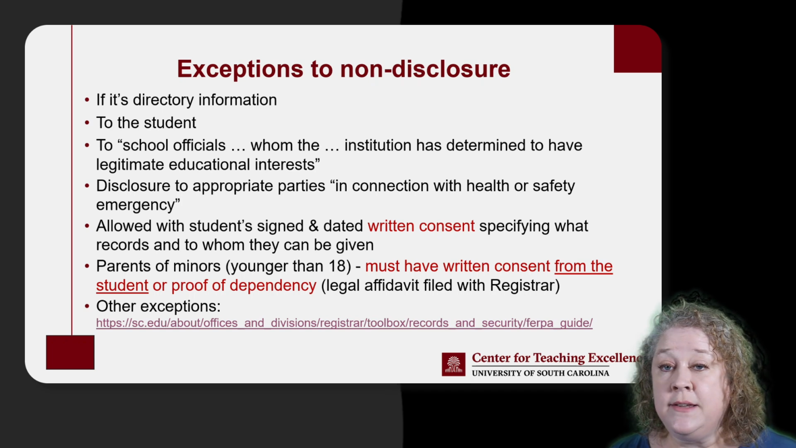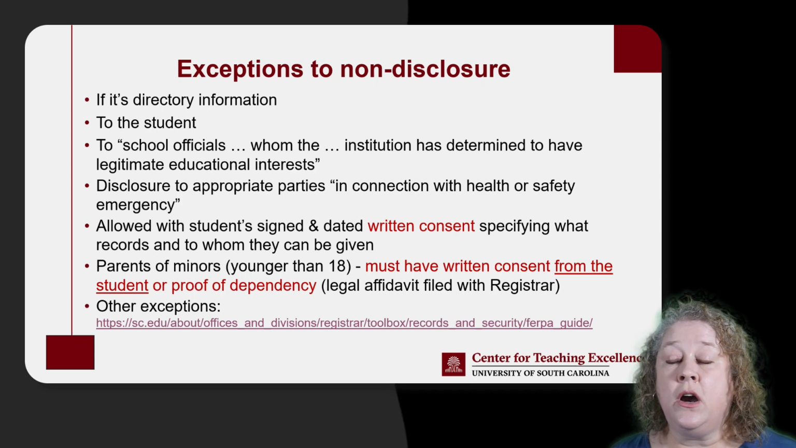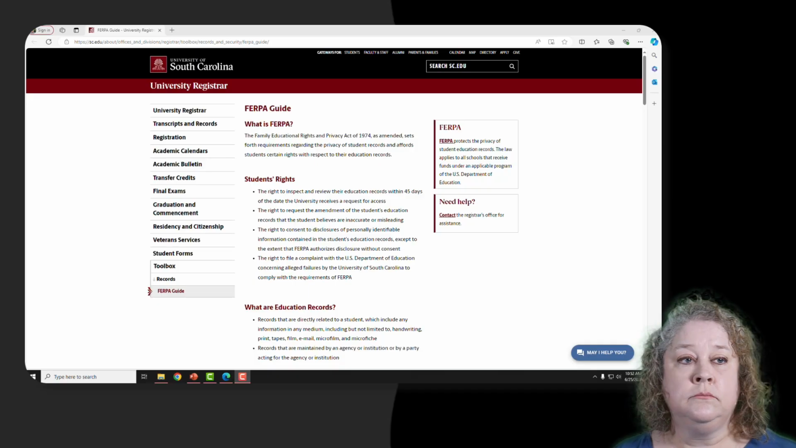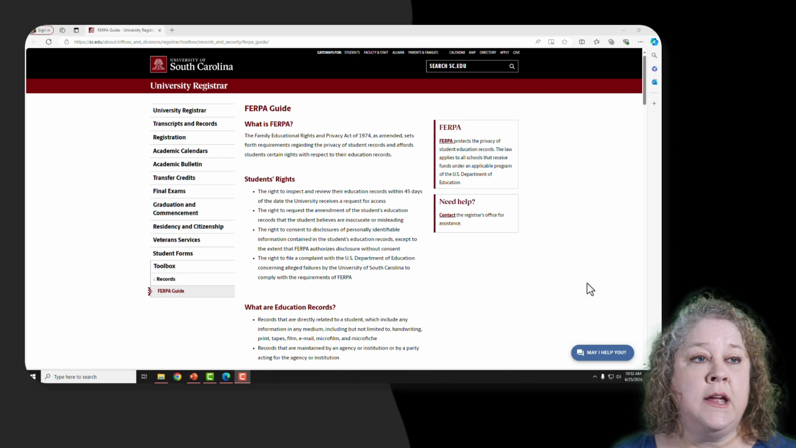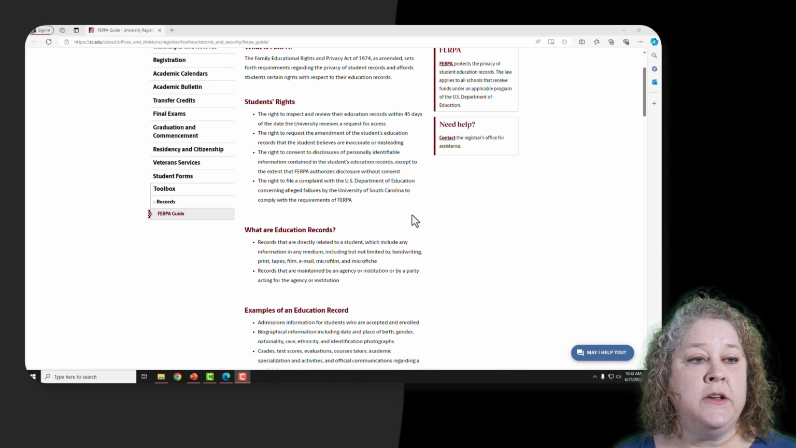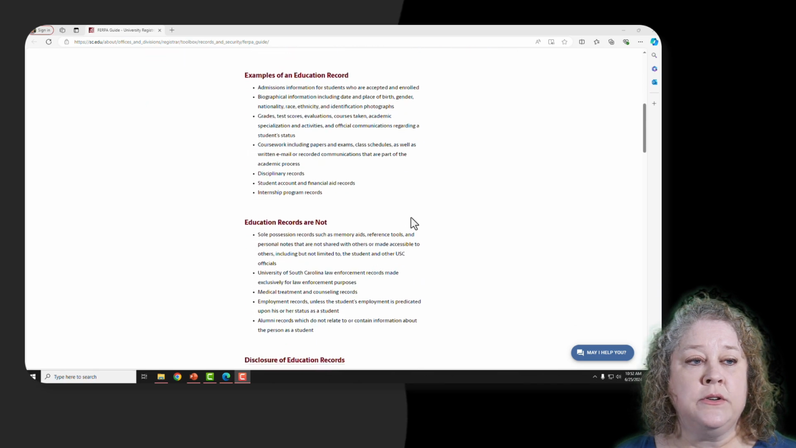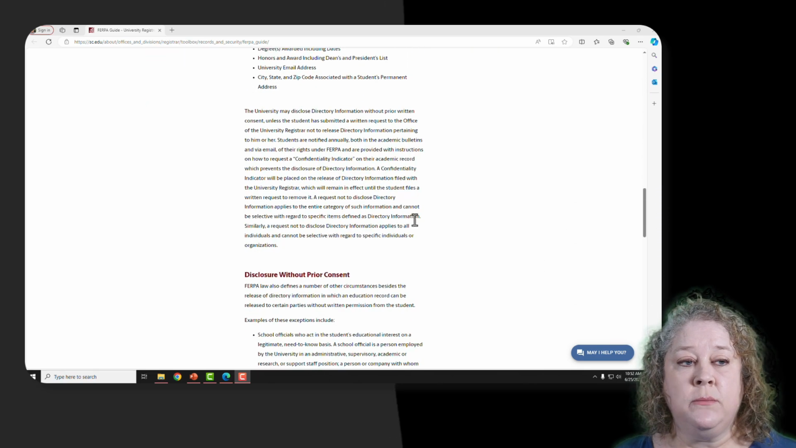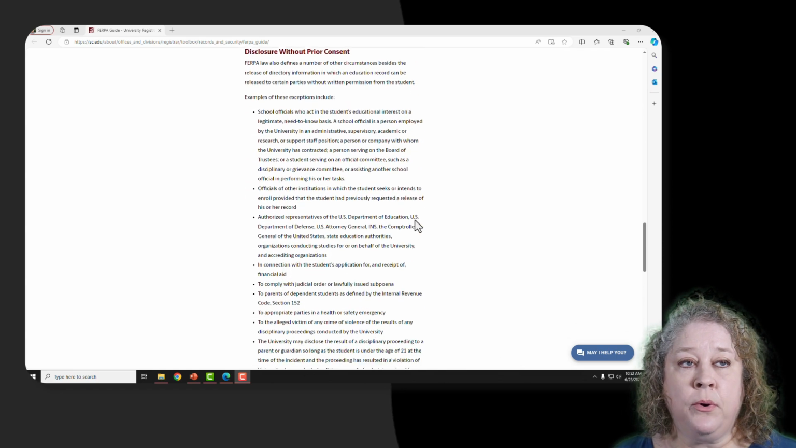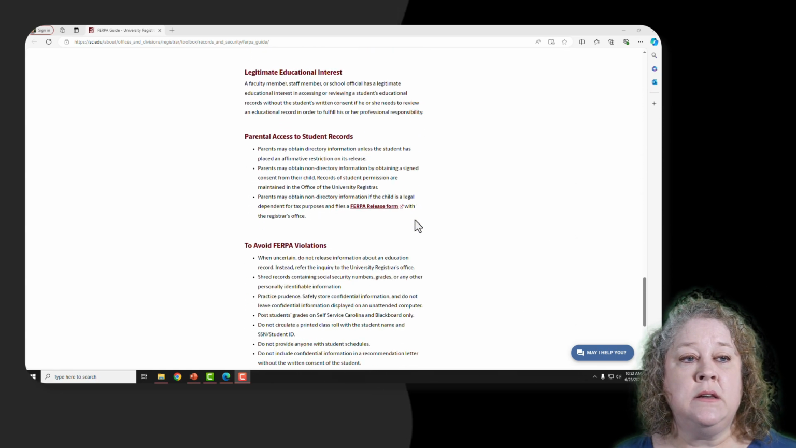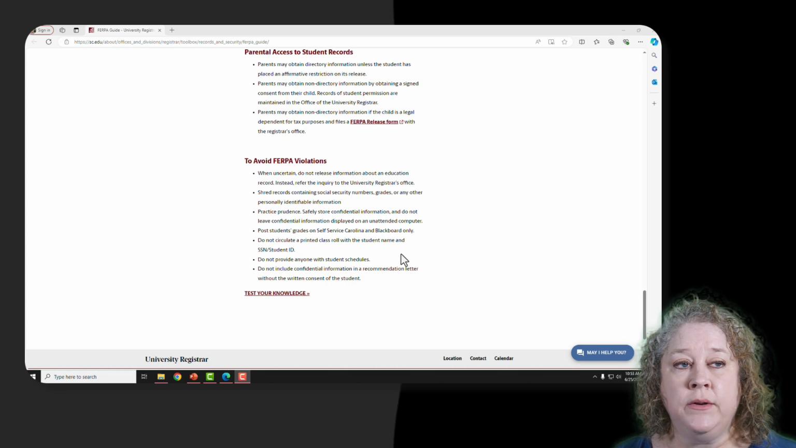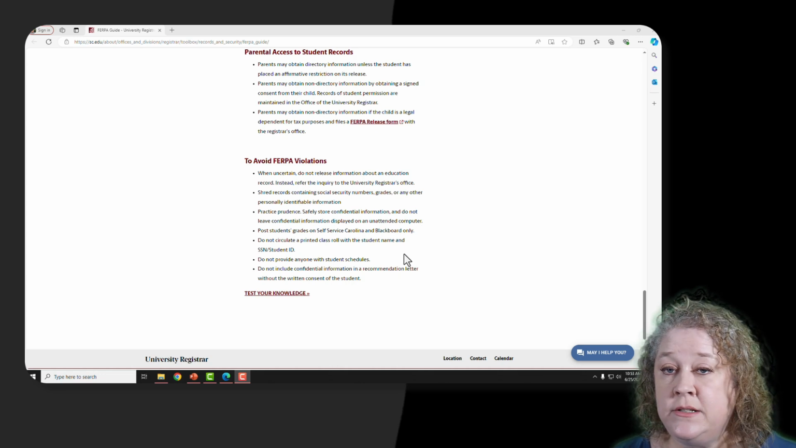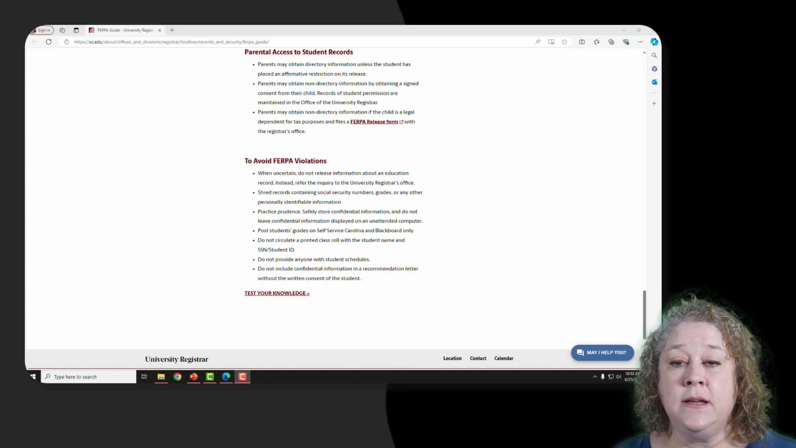There are other exceptions, of course. There is a list of them, and you can find that information on this website here. And as you can see, there is information about FERPA, what the educational records are, the disclosure, the directory information, disclosure without prior consent, and then parental access and how to avoid violations. All of this information is on this website at USC.